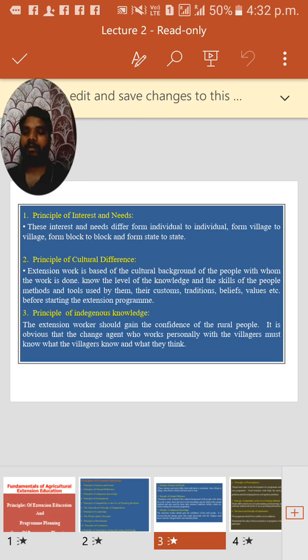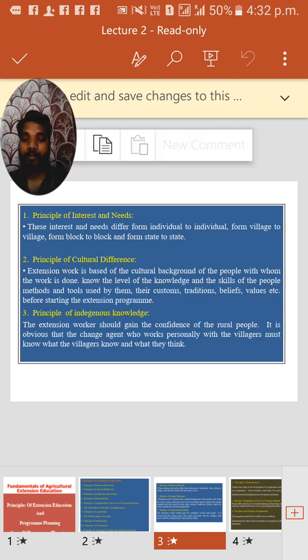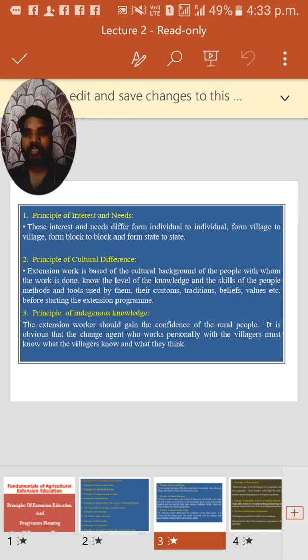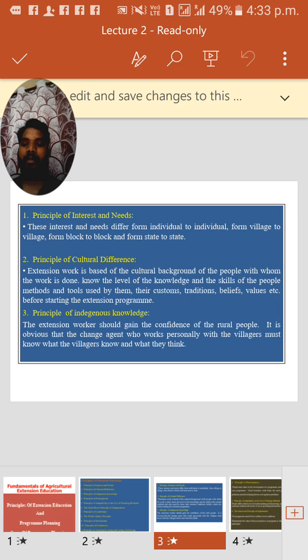Principle of indigenous knowledge. The extension worker should gain the confidence of the rural people. It is obvious that the change agent who works personally with the villagers must know what the villagers know. Every community and society has indigenous knowledge, an indigenous and traditional system. First, we have to know about their traditional techniques, knowledge, innovation, and information. Then we can start our program related to our activity.